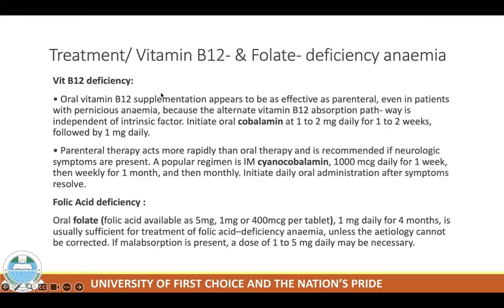In terms of vitamin B12 deficiency, what is being recommended? Can you explain your question? What is being recommended?